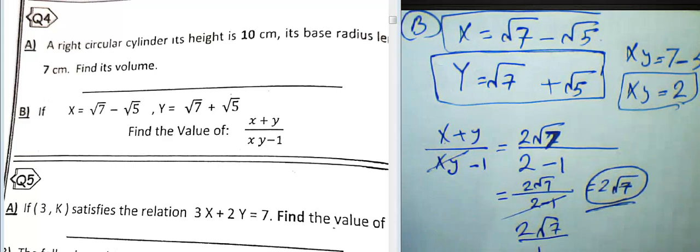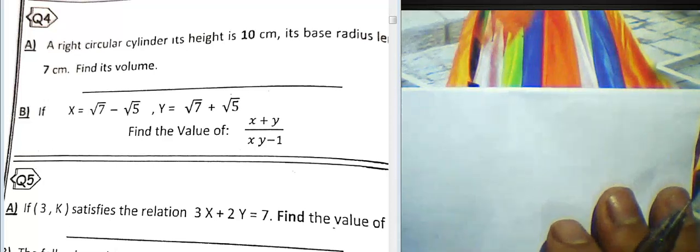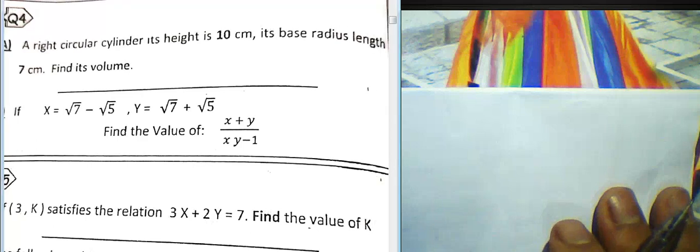Okay, question number 5, letter A. Look with me at question number 5, letter A. If (3, k) satisfies the relation 3x plus 2y equals 7, then find the value of k. He asked about the value of k.